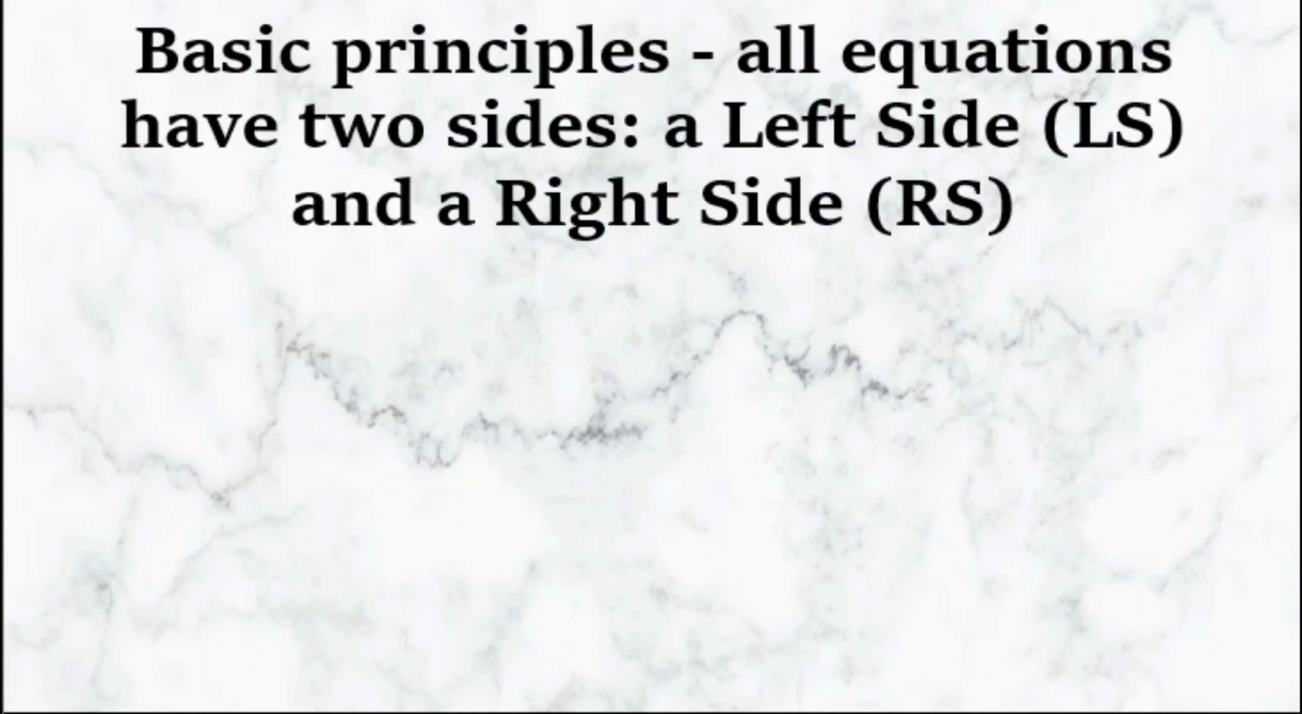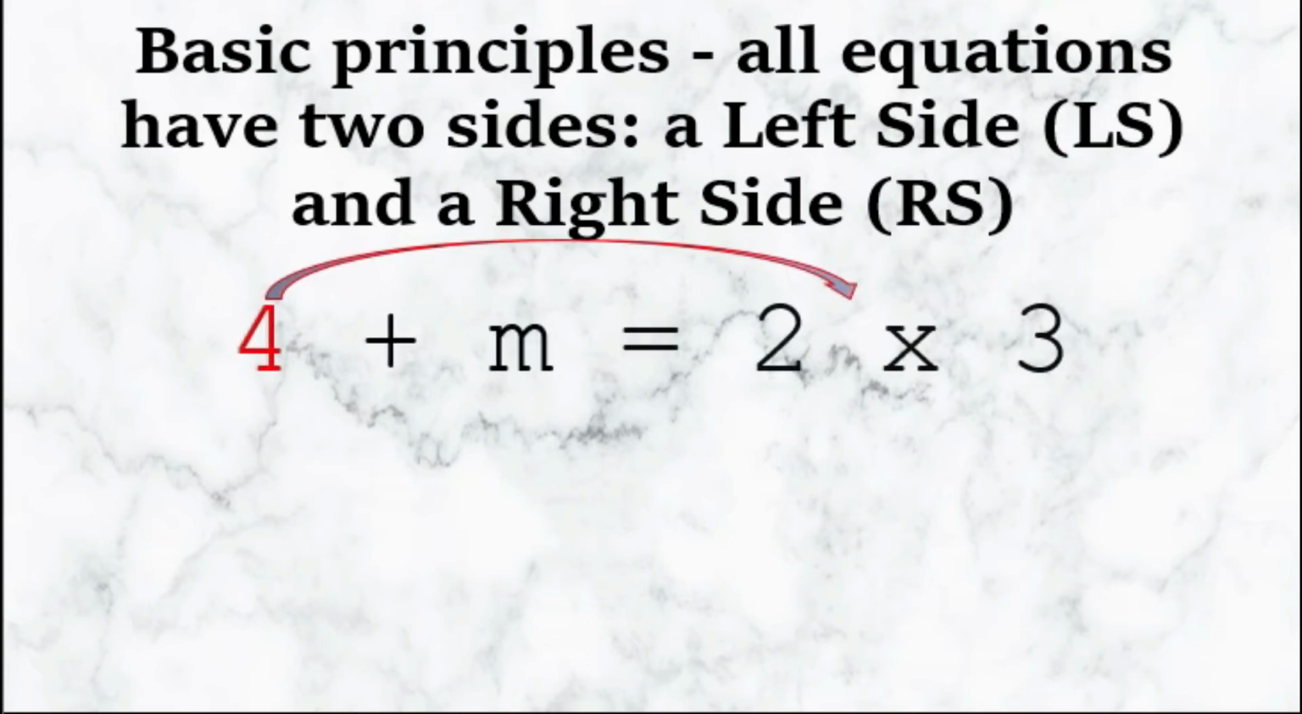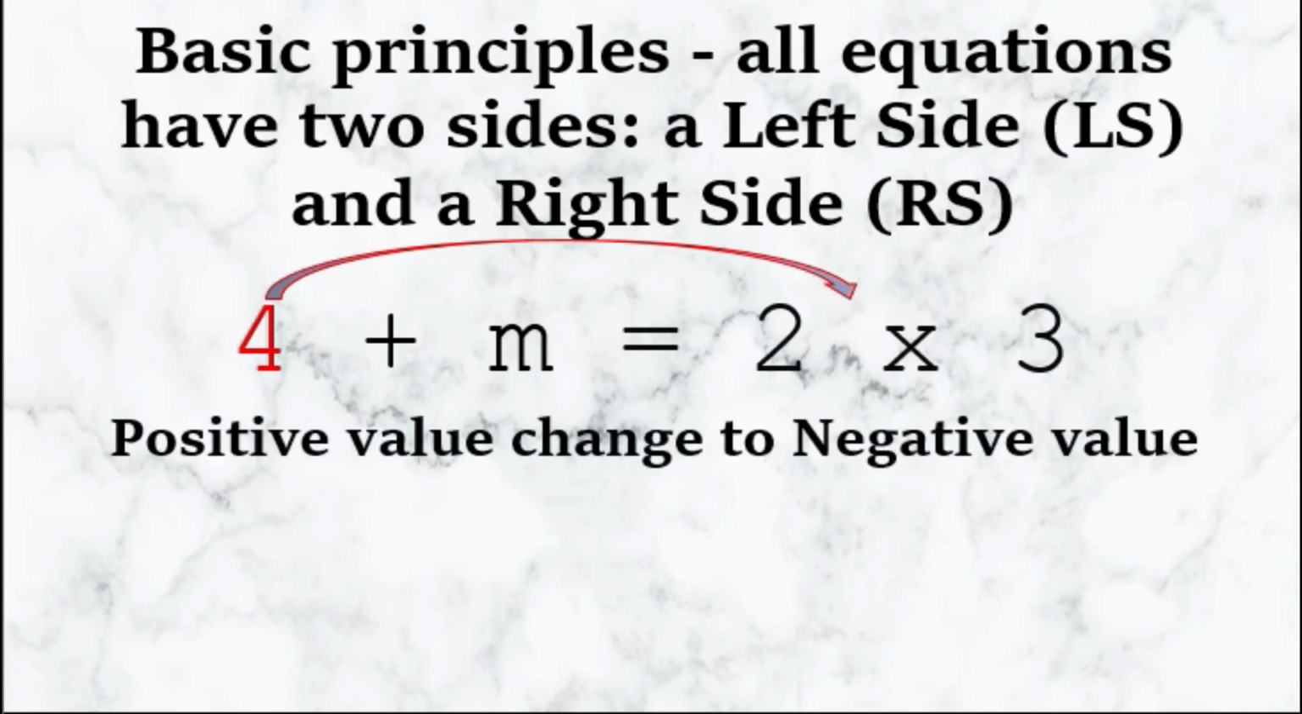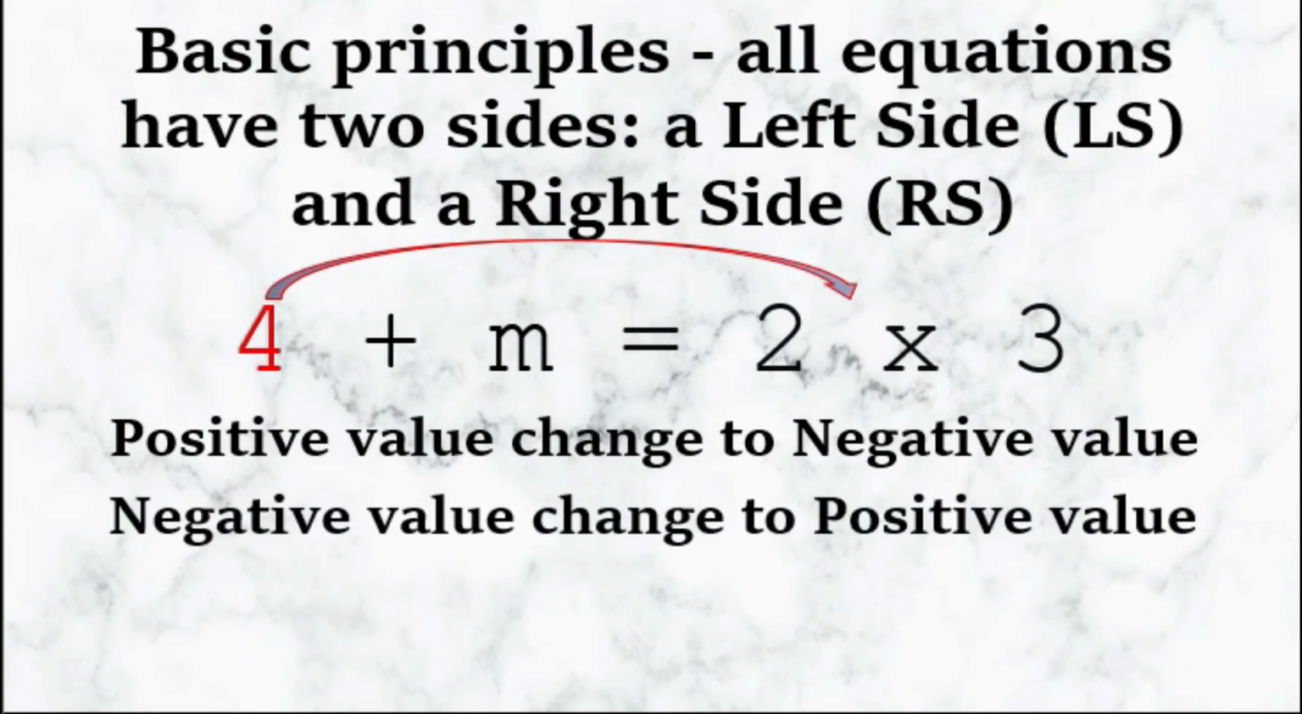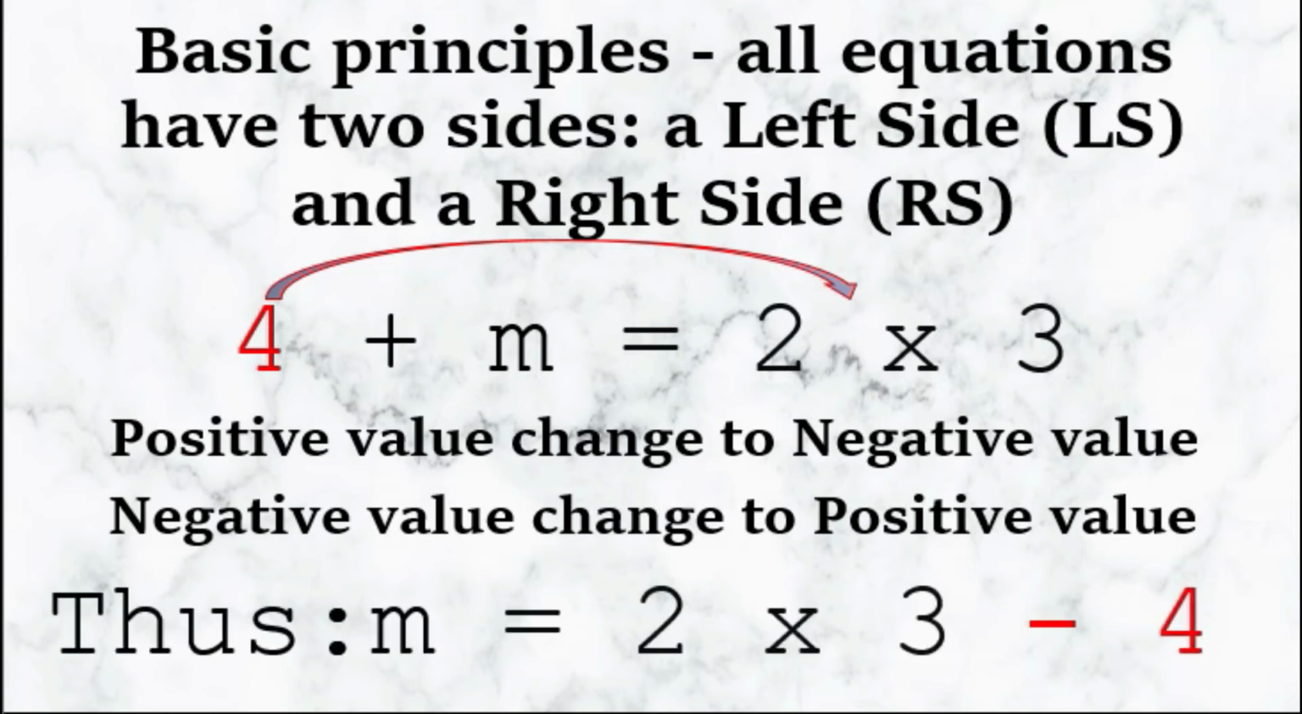The basic principles of algebraic equations: all equations have two sides, a left side and a right side. So in transposing number 4 to the right side from the left side, we are changing the positive value of the number into a negative value. Kung negative naman yan, magiging positive naman yung value niya. So that is the principle of transposition. Using transposing, we now isolate the letter m or the unknown m. m is equal to 2 times 3 minus 4.